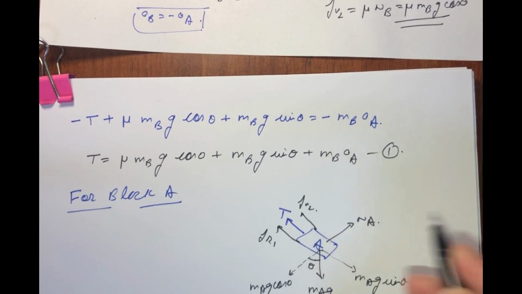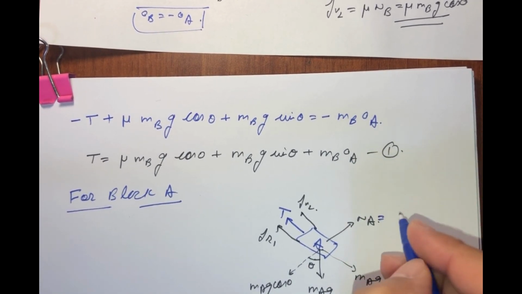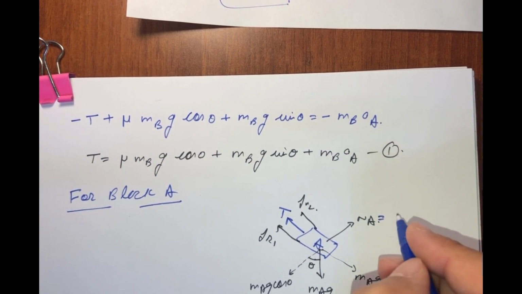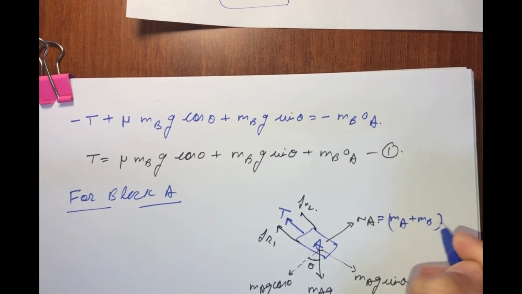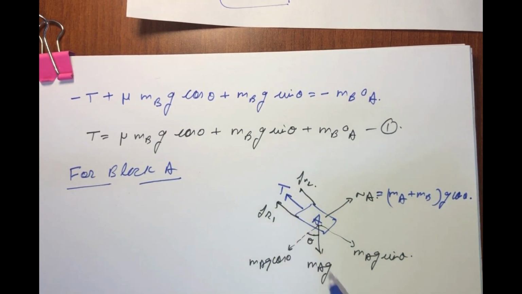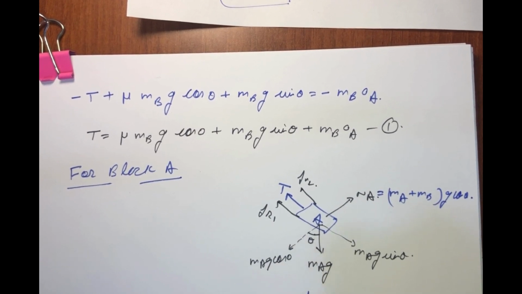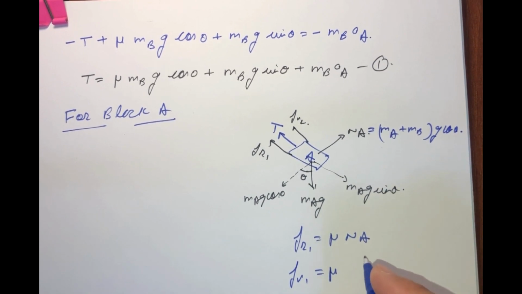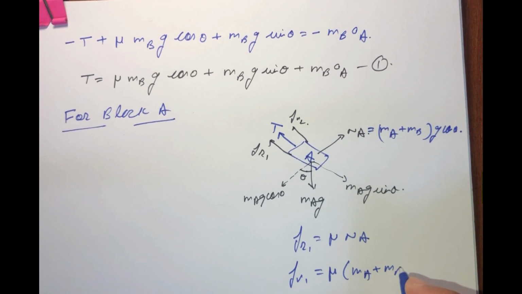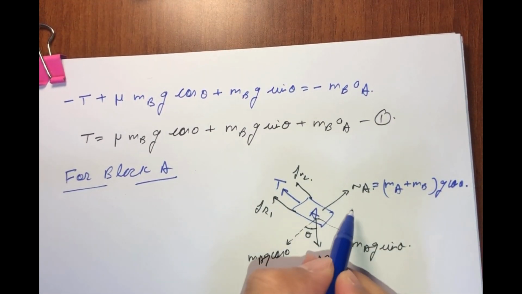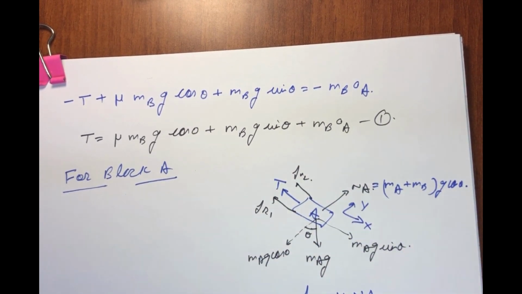Let us call that NA, and here NA will be equal to the summation of both. Okay, so we can say that NA will be equal to MA plus MB g cos of theta. So we can find out our FR1. So we can say FR1 is equal to mu into NA. Since NA we already know, FR1 is equal to mu into MA plus MB g cos of theta. Once again, this is our x and this is our y, positive directions.